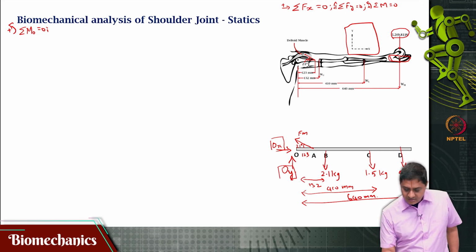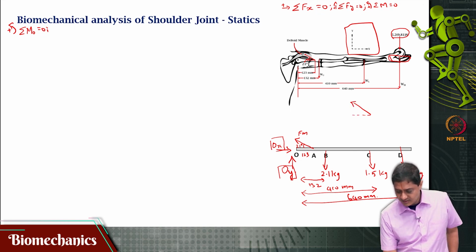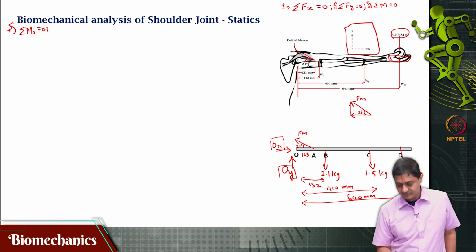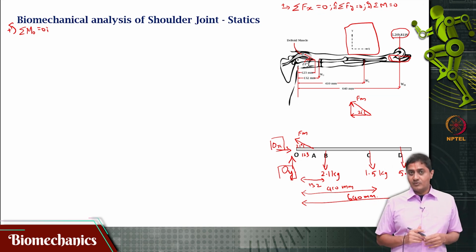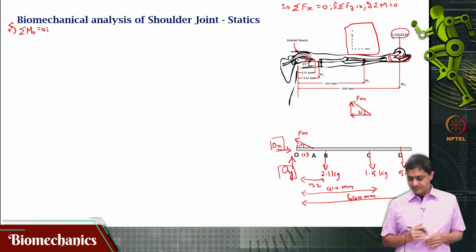Now, let us look at this force Fm itself. Fm is acting at an angle of 21 degrees. Its magnitude is what I am interested in finding. It will have a vertical component and a horizontal component. The y component will be along the positive y axis and the horizontal component will be along the negative x axis, something to remember, okay.